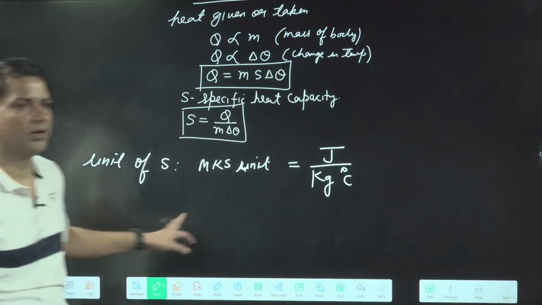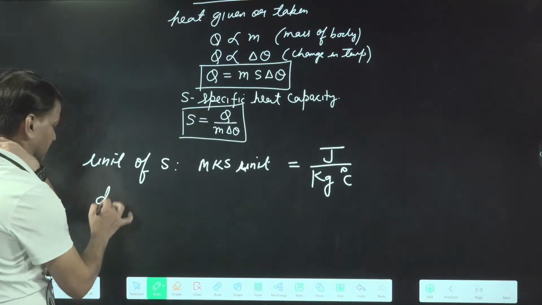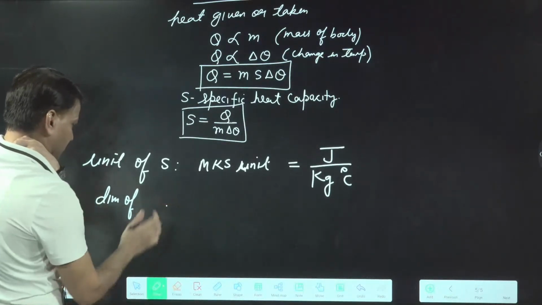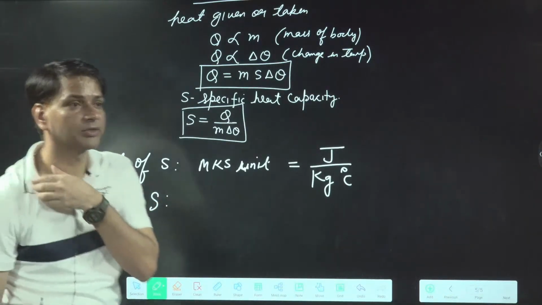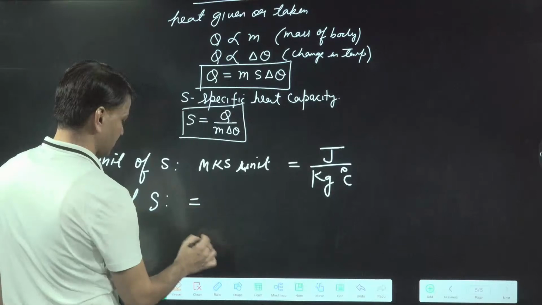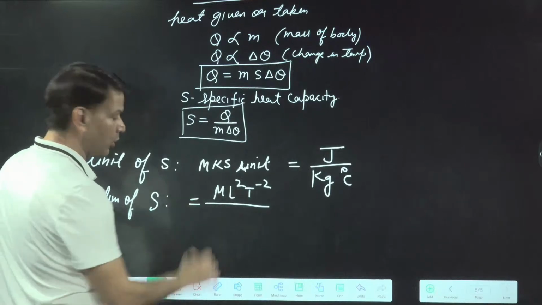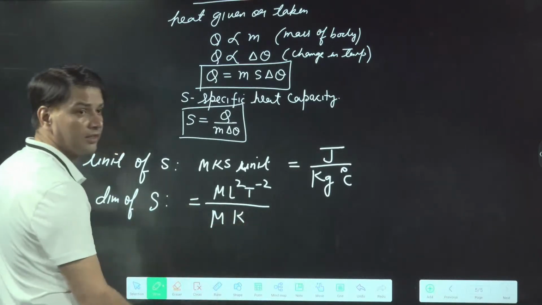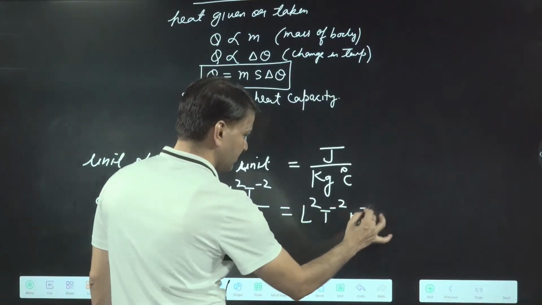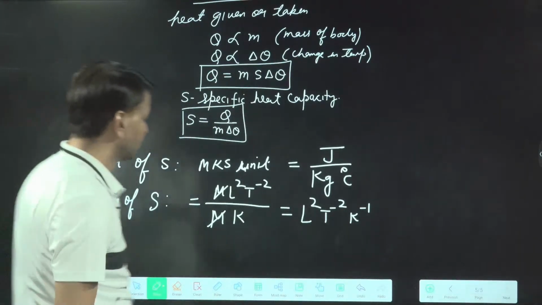What is the dimension? Dimension of S. Energy you will get as M L squared T to the minus 2, upon m, and delta theta we write as K. Now m and m cancel out, so what we got? L squared T to the minus 2 K to the minus 1. So we got the unit and dimension of S.